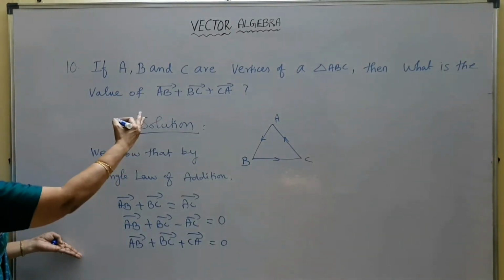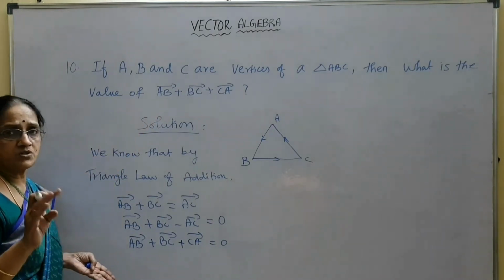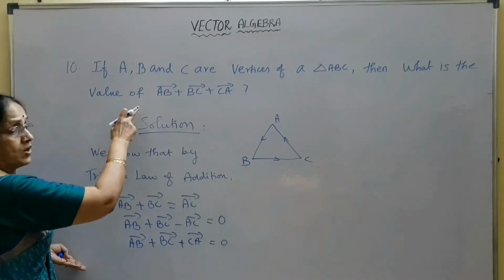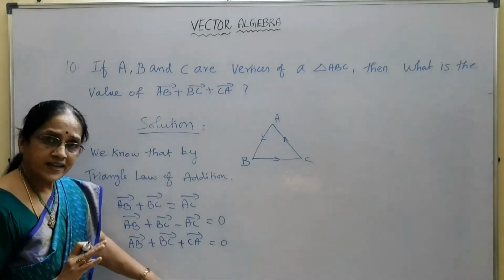Therefore, finally you have to conclude your answer stating AB vector plus BC vector plus CA vector equal to 0, because what is the value of, that is the question, so equal to 0. That will be your final answer.